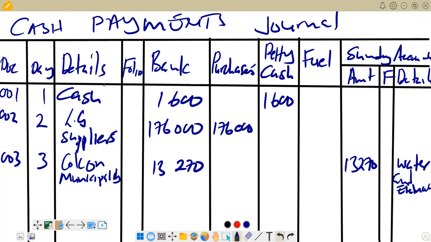So the description that we are going to put in this column represents the payee. So we can just try to specify what is going to be entered in this column. There, we're going to write the payee, the one that is being paid. So the payee here in this case is Kokon municipality. Here it was LG suppliers. So this is what we have in the first one. We wrote cash because we are paying the petty cashier. So then we can go to the next item and see what we have.